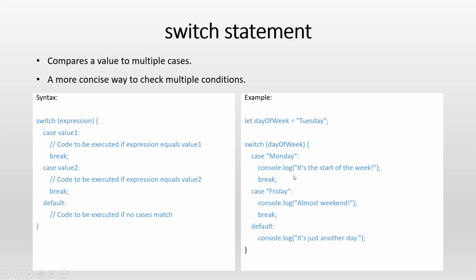If there are multiple cases, let us assume there are 7 conditions, since there are 7 days in the week. Based on that, it is going to check each and every case. First of all, it is going to check the Monday case. After that, it is going to check the Tuesday case.